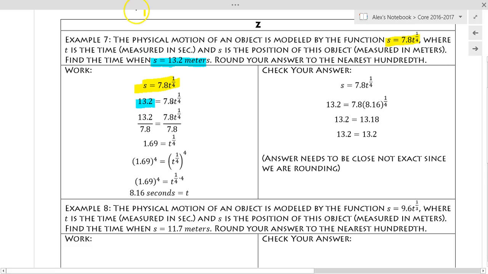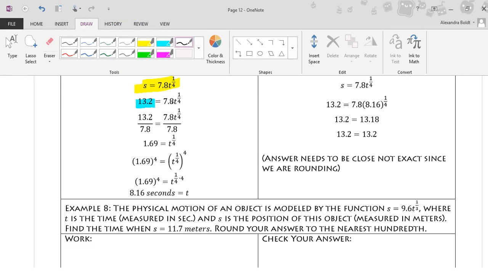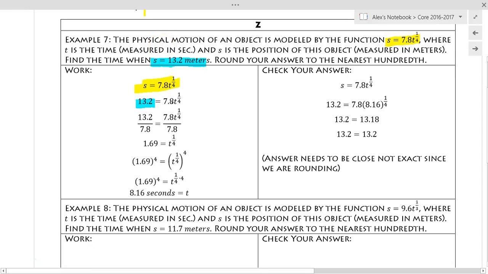Now this is the tricky part. To get rid of that 1/4, I need to raise it to a different power. It's always going to be whatever your denominator is. So it's 1/4, so I'm going to raise it to the 4th. And since I raised this side to the 4th, I have to raise the other side to the 4th. So 1.69 to the 4th equals t to the 1/4 times 4, and that's why it's always that number. Those then cancel out, and I'm left with just t.